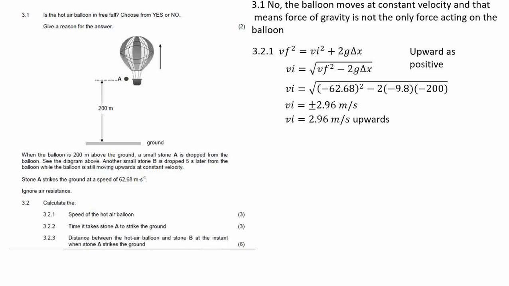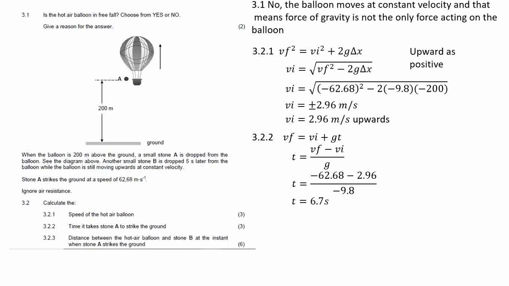Question 3.2.2 says: calculate the time it takes stone A to strike the ground. In this question we also choose one of the formulas from the previous slide. The formula that we've chosen is Vf equals Vi plus g times t. Then we make t the subject of the formula and substitute. After substitution, we get our answer, which is equal to 6.7 seconds.